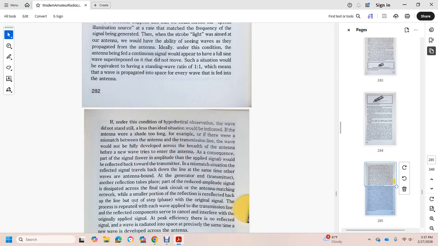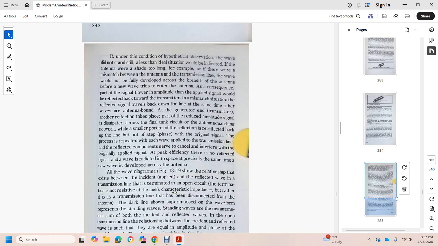The antenna tank circle, with the antenna matching network, has a small portion of the reflection, reflected back up the line but out of phase with the original signal, with the process repeated. Each of the wave reflected components on the transmission line cancel by interfering with the original applied signal, the peak of efficiency with no reflected signal, so the radio wave goes out into space at precisely the same time as the new wave that develops across the antenna.